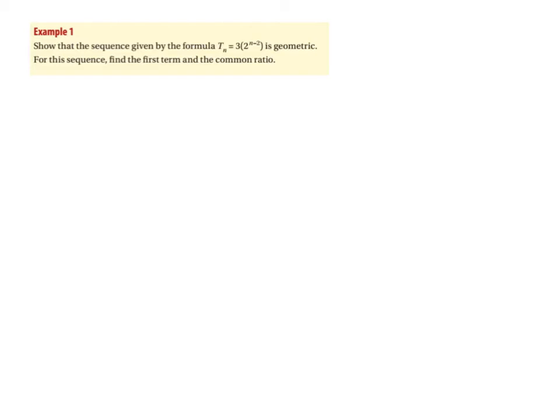So it says here, show that the sequence given by the formula Tn is equal to 3 multiplied by 2 to the power of n minus 2 is geometric. Remember from the other slide what we said was that Tn plus 1 over Tn must be equal to a constant, some constant k. So we need to know what Tn is and Tn plus 1. Well, Tn is just the one in the question, so Tn is equal to 3 multiplied by 2 to the n minus 2. And to work out Tn plus 1, it's just using our function laws.